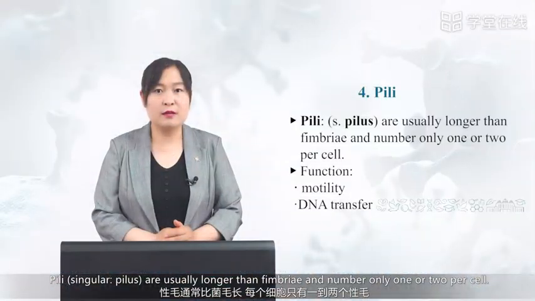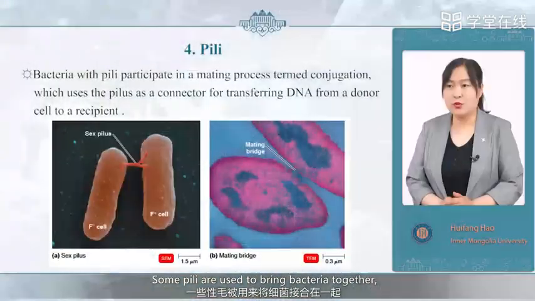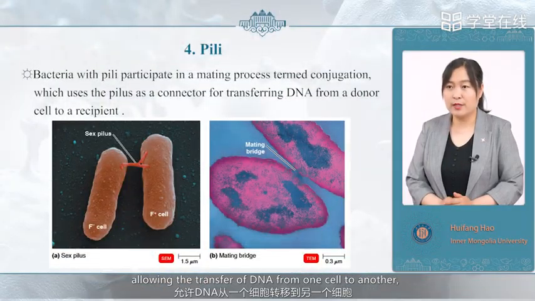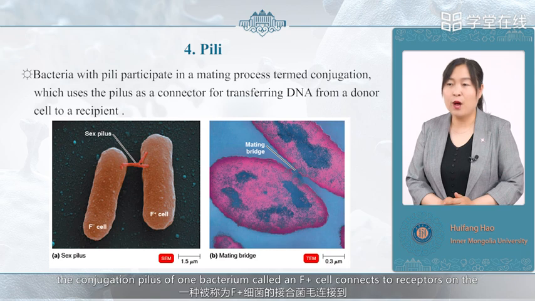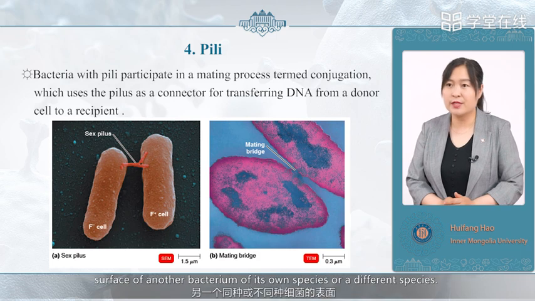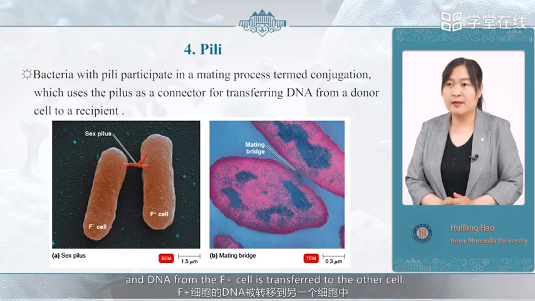Pili are usually longer than fimbriae and number only 1 or 2 per cell. Pili are involved in motility and DNA transfer. Some pili are used to bring bacteria together, allowing the transfer of DNA from one cell to another, a process called conjugation. Such pili are called conjugation pili. In this process, the conjugation pili of one bacterium, called an F+ cell, connect to receptors on the surface of another bacterium of its own species or a different species. The two cells make physical contact, and the DNA from the F+ cell is transferred to the other cell.